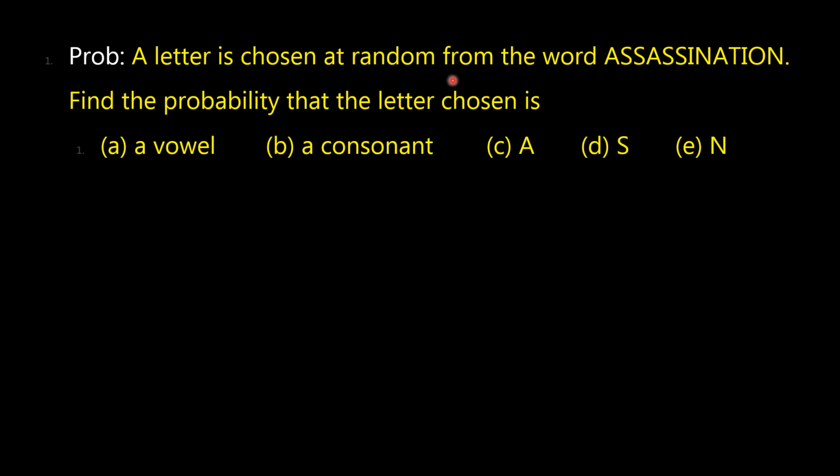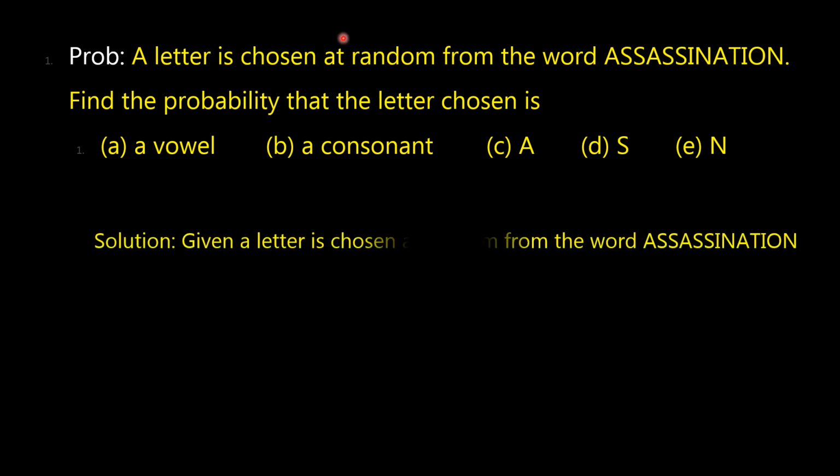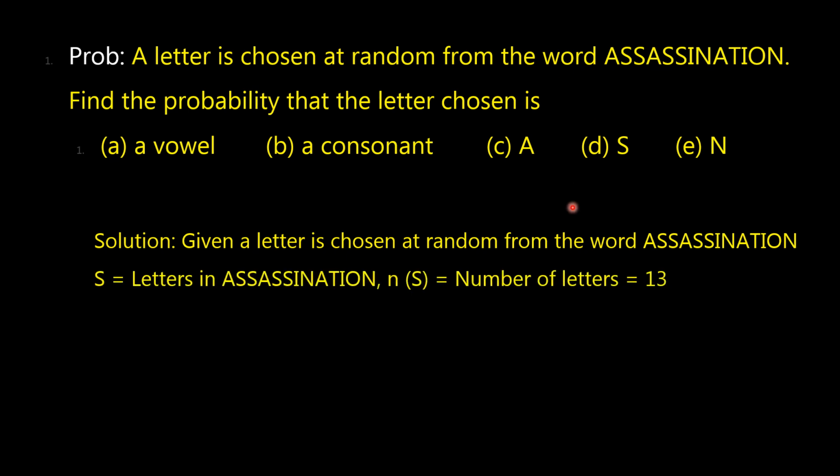Here, a letter is chosen at random, and this is a case of a random experiment. Now we have to identify the sample space. In the sample space, we have all the letters in this word, because you may get any letter. You may get A or S, I, N, A. The sample space is all letters in assassination. Total number of letters is 13. That's why n(S) is 13.